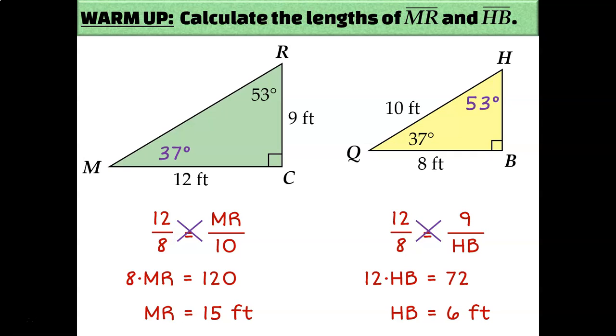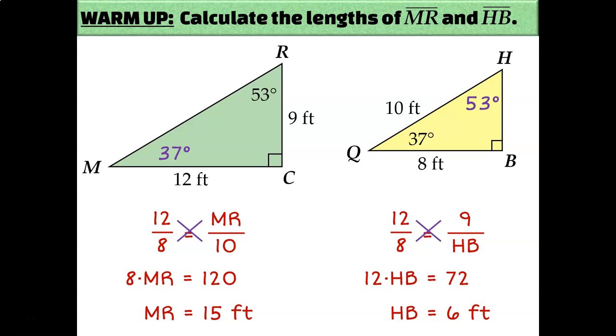Now you might be saying, well, wait a second, that's not how I wanted to solve. I don't want to use proportions. I want to use the Pythagorean theorem. And that would be equally as correct. You could say 9 squared plus 12 squared equals MR squared, and you would get the same answer of 15. Or you could say 8 squared plus HB squared equals 10 squared, and you would still get the same answer of 6. Both of those solving methods, using proportions and using the Pythagorean theorem, are equally correct for what we're doing today as well.